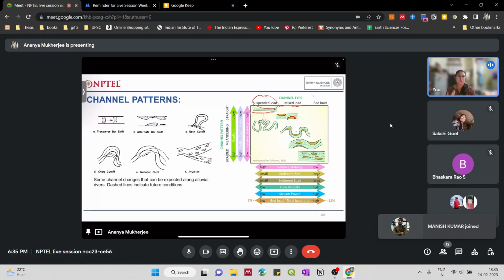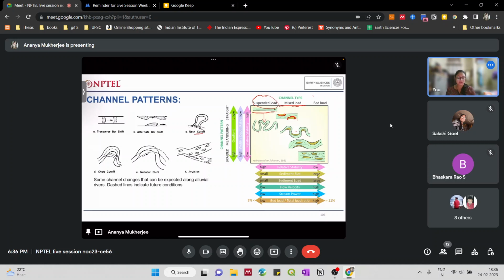Over here you can see channel changes that are expected along alluvial rivers, as in rivers flowing through alluvium-rich areas. The bars might shift, or there is alternate placement of the bars with respect to the river channel. A neck cutoff causes the formation of an oxbow lake. Then you have chute cutoff, then you have meander shift, where you can see that the sinuosity decreases when the meander is shifting.